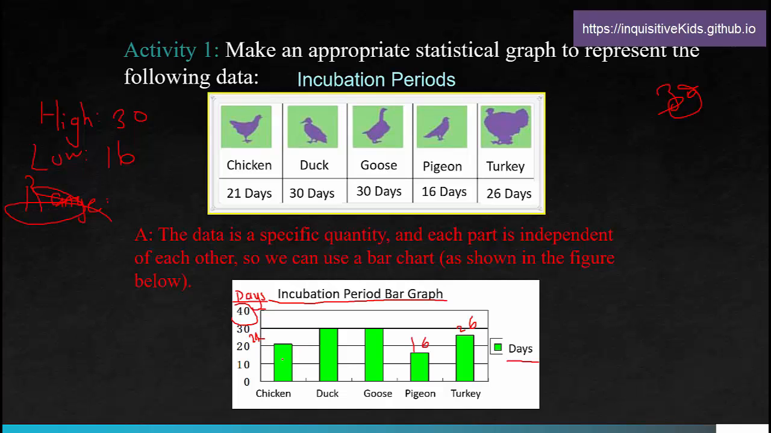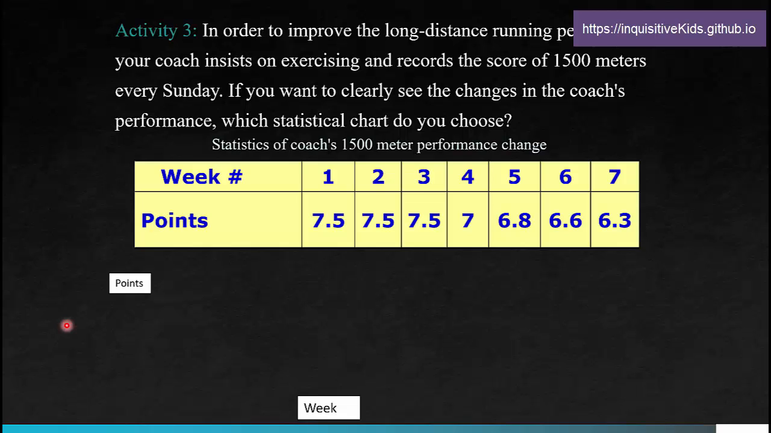And this key, if we didn't have this key, we would be like, well, what's the bar even part of? I mean, we know this is an incubation period bar graph, but we don't know what this green thing stands for. Is it seconds, years, months, or days? So now if we added that key, we would know it would be days.